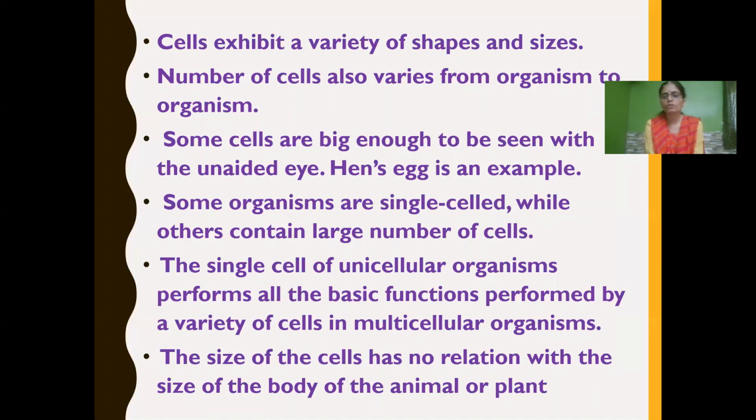The number of cells also varies from organism to organism. Some cells are big enough to be seen with the naked or unaided eye. Some organisms are single-celled, while some others contain a large number of cells. The single cell of unicellular organisms performs all the basic functions performed by a variety of cells in multicellular organisms. So the size of the cells has no relation with the size of the body of the animal or plant.